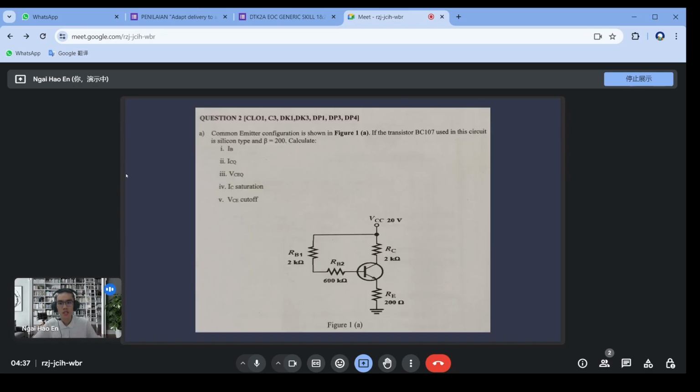Let's see about the question this time. Common emitter configuration is shown in figure 1a, and if the transistor BC107 used in this circuit is silicon type and beta is equal to 200, calculate IB, ICQ, VCQ, IC saturation, and VCE cutoff.